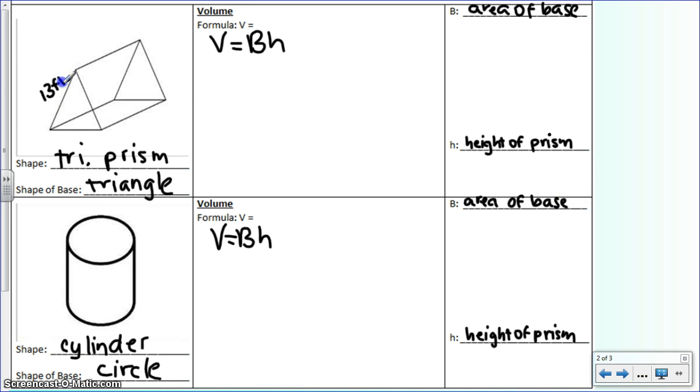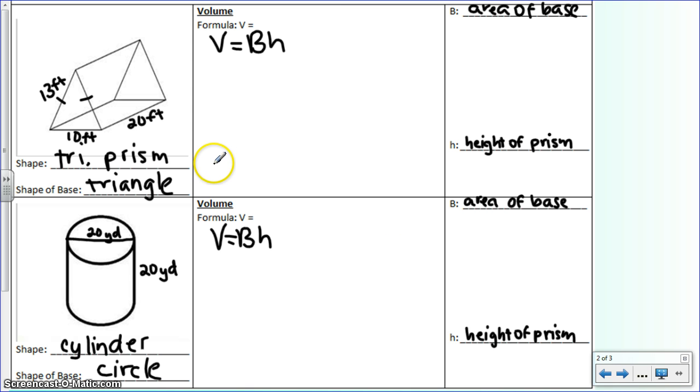This is 13 feet, 10 feet, and 20 feet. And the diameter of this cylinder is 20 yards. And actually the height of the cylinder is also 20 yards. Okay, so go ahead and pause here. See if you can get it on your own, and if you don't, then you can come back and watch how we do it.